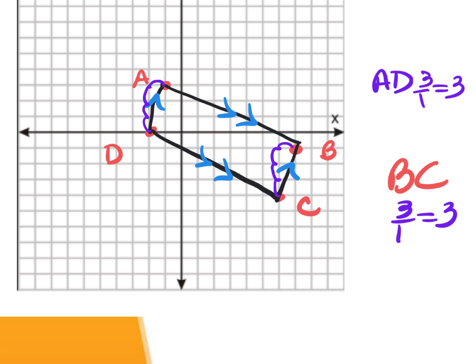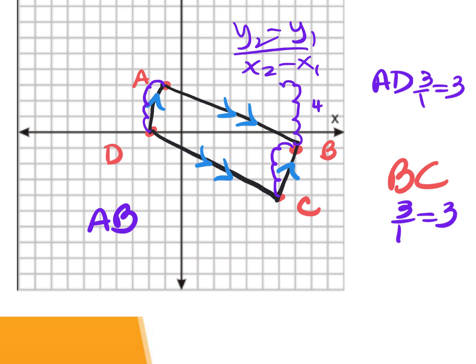Now, if you don't want to count rise and run, you can also do the slope formula, y2 minus y1 over x2 minus x1. So to find the slope of AB, again, I'm going to count my rise and run. It's going 1, 2, 3, 4 up. I need to make sure it gets to the height that it's parallel, or on the same level, so that's 4. And then I'm running to the left, 1, 2, 3, 4, 5, 6, 7, 8, so -8. So 4 over -8 reduces to -1/2.